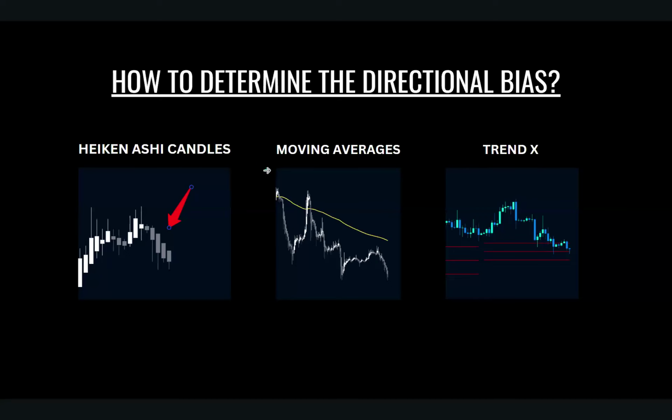Another method we can use is the moving averages. So if you're on a higher time frame, let's say a 4-hour or a daily, and you can see price underneath the moving averages, let's say you're using a 200 moving average, this gives us a clue that the market is trending downwards. However, moving averages are not one of my favorites.